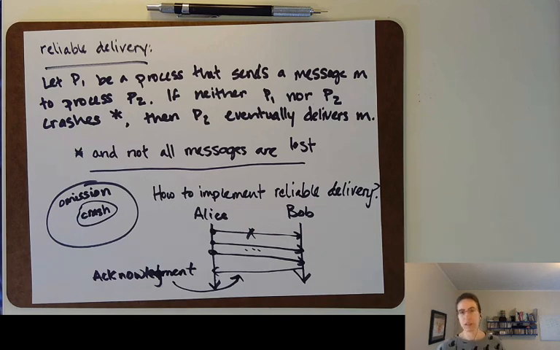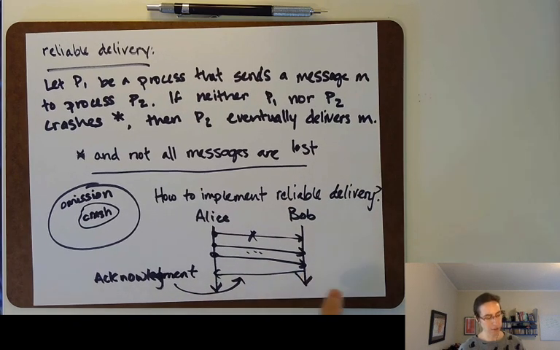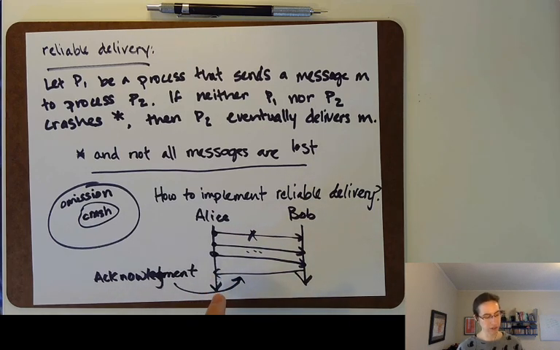Well, somebody already pointed out in chat that this doesn't solve the two generals problem that we talked about last time, and indeed it doesn't. So Alice can be sure that Bob got the message, right, because she gets the acknowledgement. So there's certainty on the sender's side, but there's not certainty on Bob's side that Alice got the acknowledgement. So it doesn't solve the two generals problem.